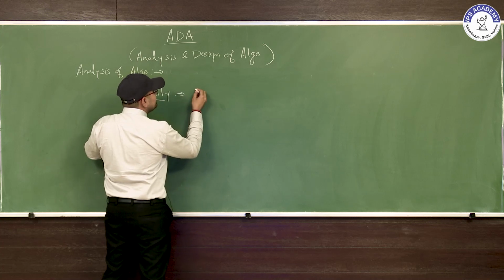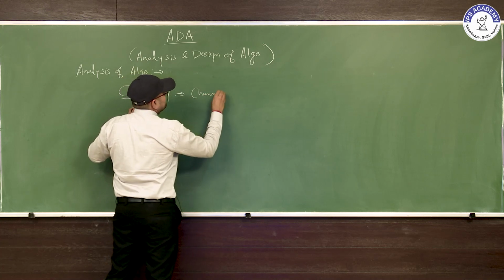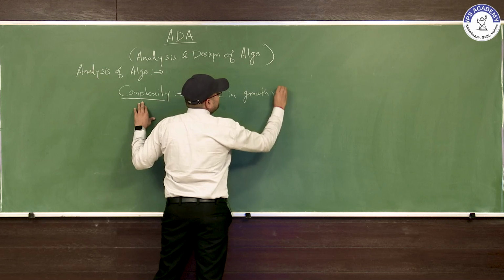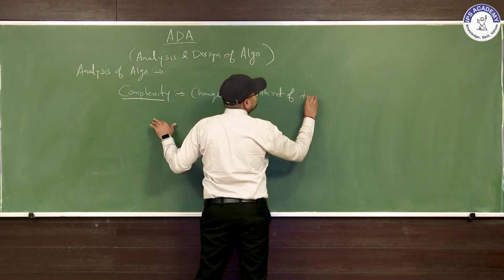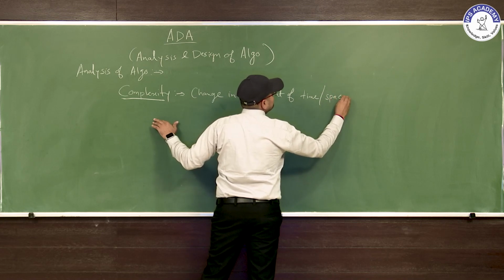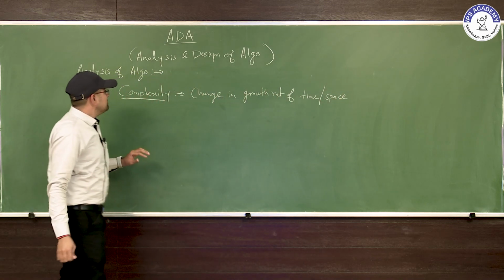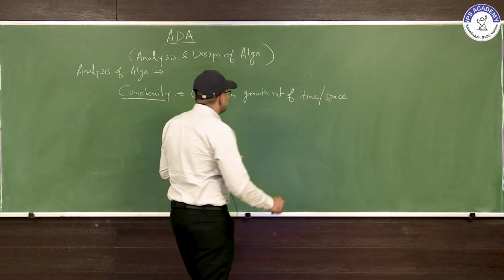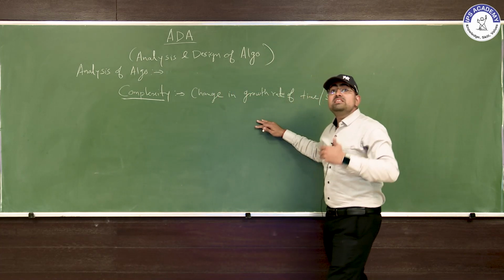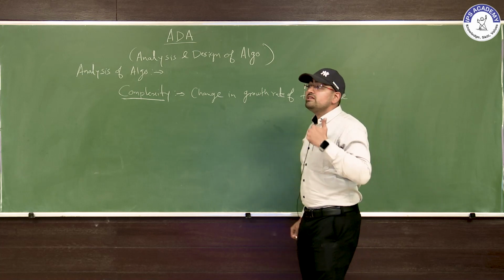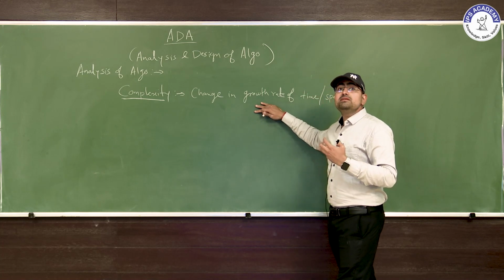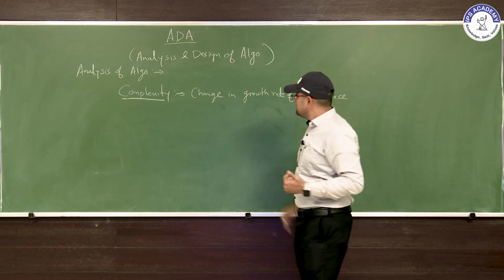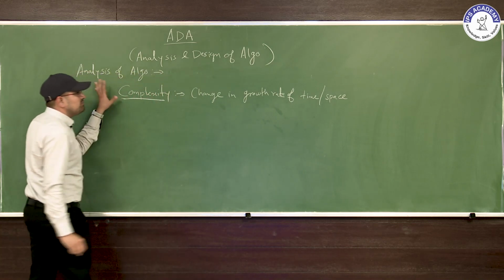So what is complexity? It is the change in growth rate of time or space. The concept must be clear: it is not the growth rate, it is the change in the growth rate. It is not the time required, it is not the space required, but it is the change in the space or change in the time required with change in the input. So this is algorithm complexity.